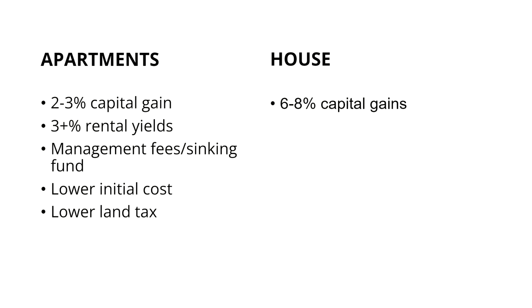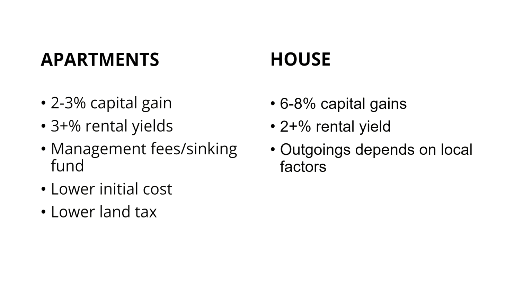Now, for houses, usually capital gains are higher because of the land value appreciation. So about 6 to 8% a year is not uncommon. But rental yields are usually lower because of your initial outlay, which is higher. So about 2+% rental yields are considered as quite common. Their outgoings depends on local factors. So different countries, different areas of the country will have different sort of fees you have to pay if you own a house. The initial cost is of course usually higher than an apartment unless you're buying one of those swanky, huge apartments, top floor penthouse units with their own pool and sort of thing.